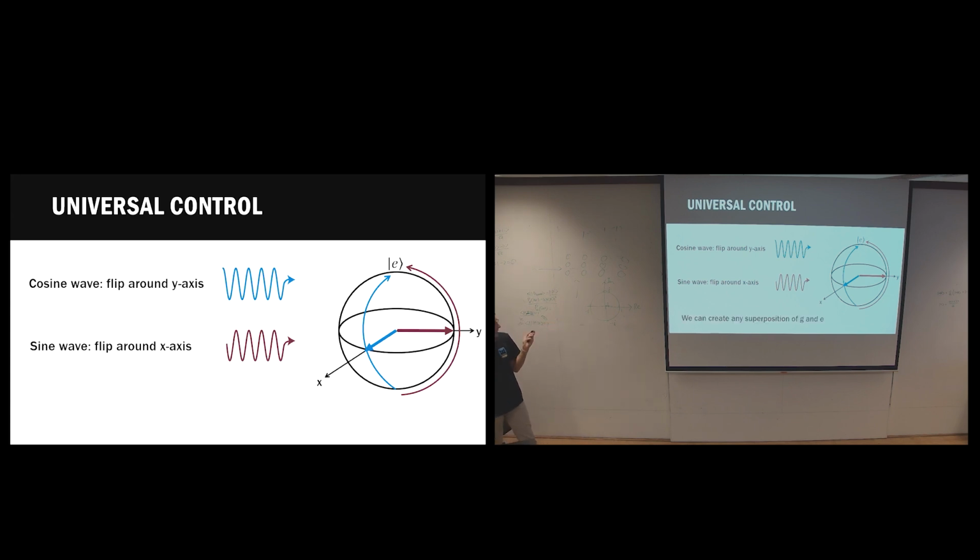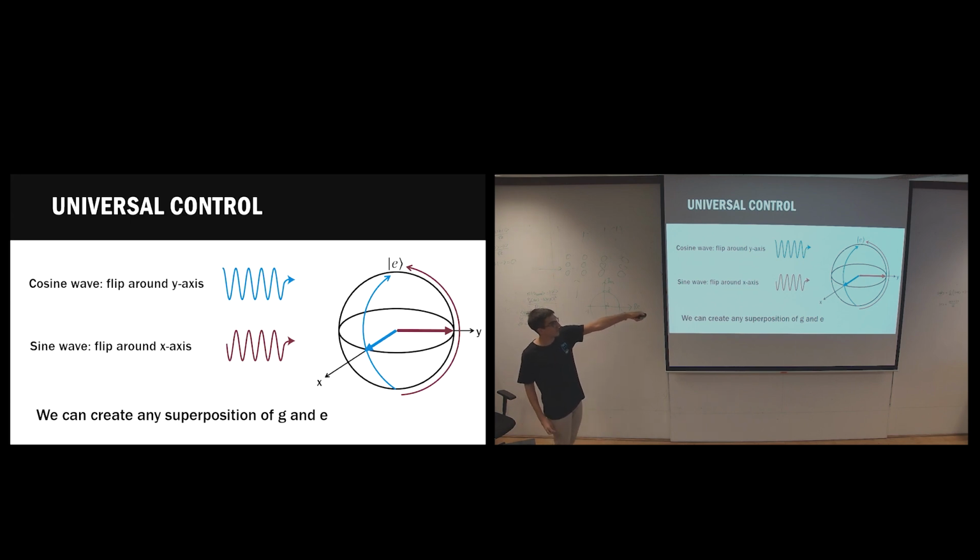That was the last ingredient we needed. Now I can not only prepare any superposition of G plus E, but I can go anywhere on the Bloch sphere. So we have what we call universal control. I can go to any point on the Bloch sphere.